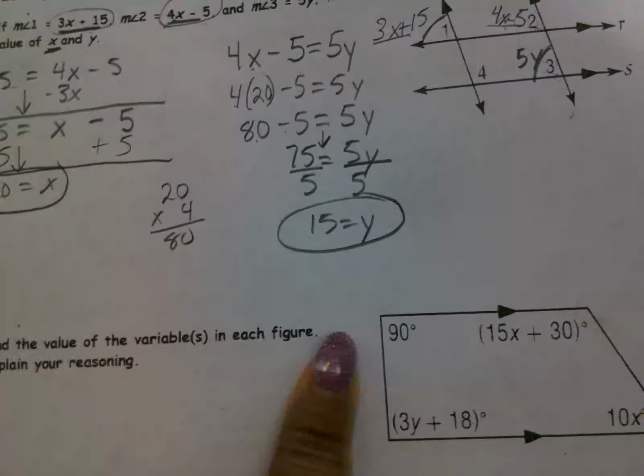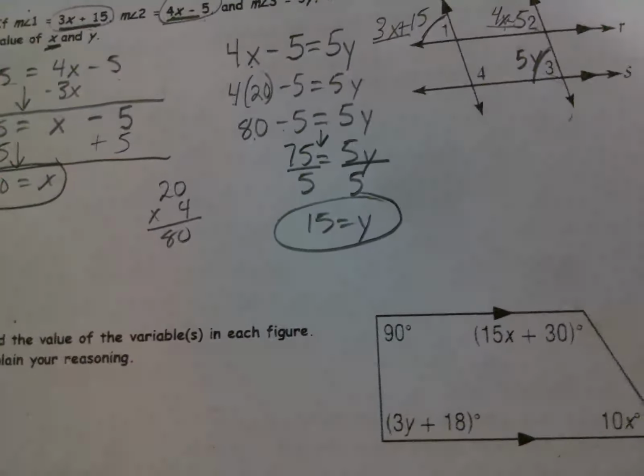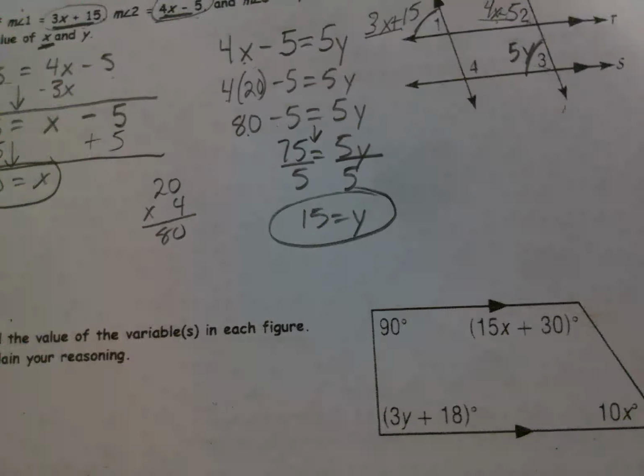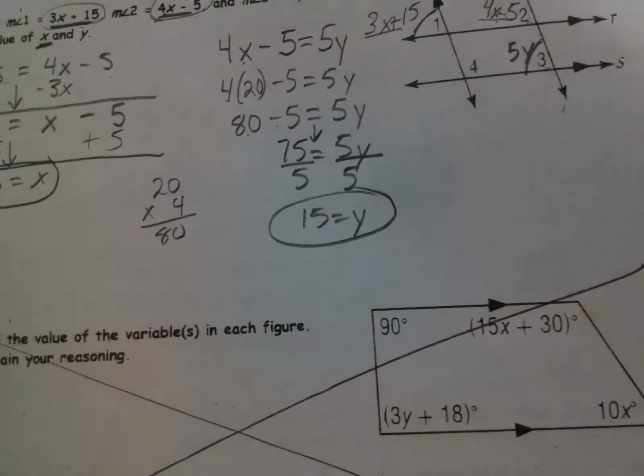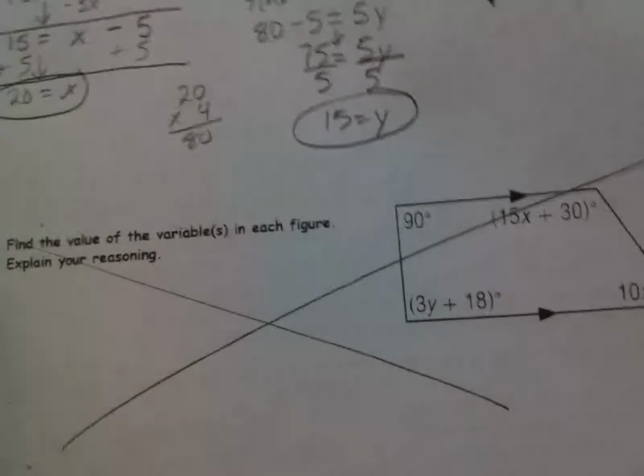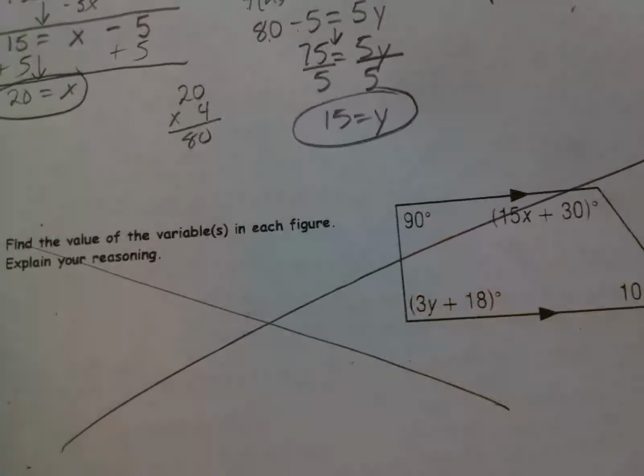Okay. Find the values of the variables and then your reasoning. Listen. So we'll skip this one because I didn't go over the measurements of all those. It's 360. We add all of them together and set it equal to 360. But I didn't do that.